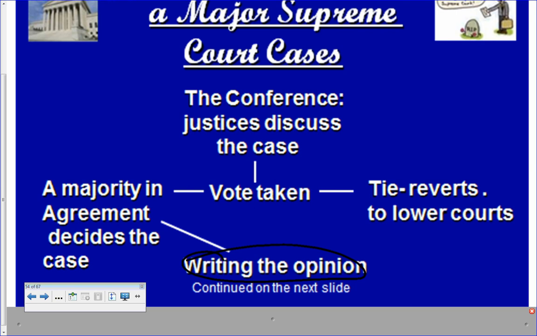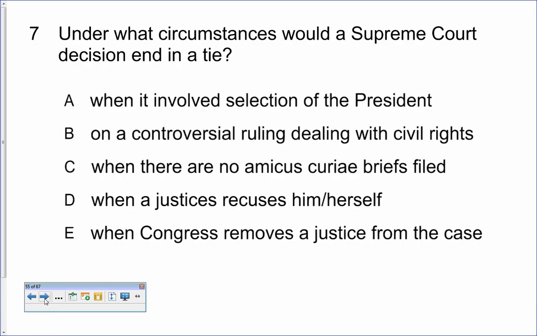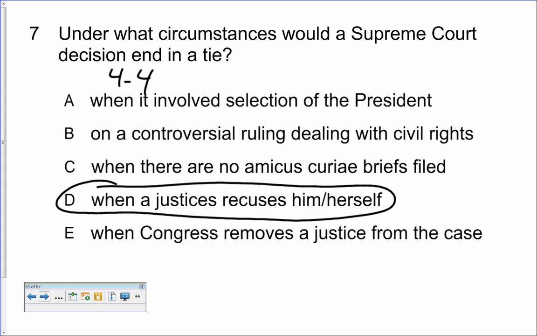Oh, and if it's a tie, then it would revert to the lower courts. And we can have a tie. Well, here's a question for you. I'll let you look these over quickly. So when would a tie occur, considering that there are 9 justices? You don't have to have 9 justices to hear a case. So when a justice recuses him or herself, you could have a tie.